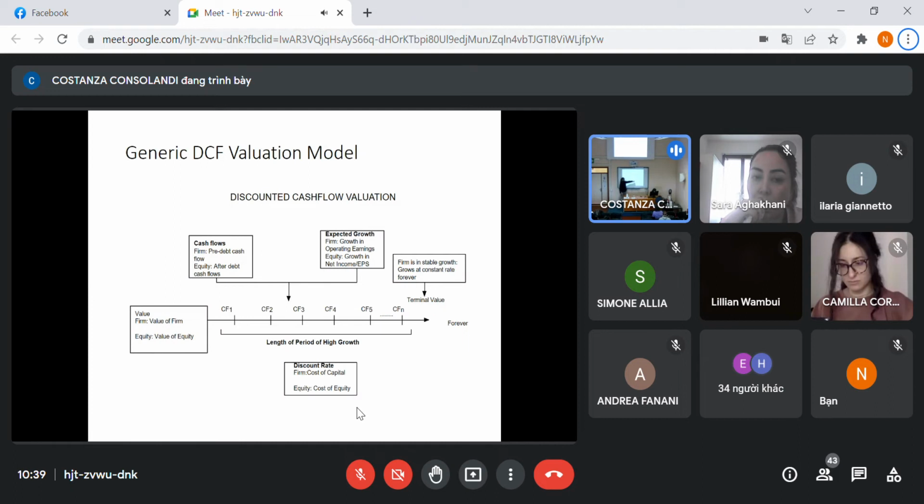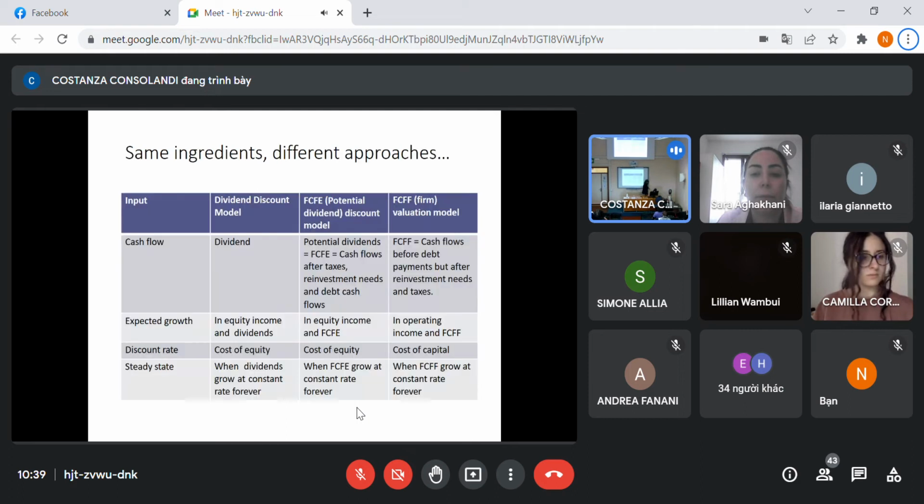Length of the period, high growth, forever, high growth, analytical growth, whatever. Here, denominator, discount rate, cost of capital, or cost of equity. So have this chart with you and you remember everything.